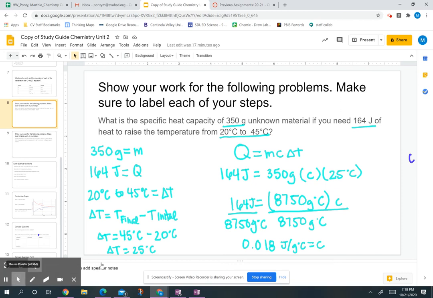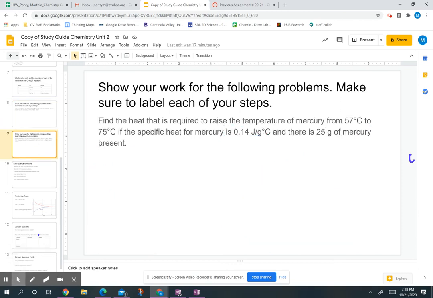Okay, so over into our last problem. In this problem, same deal. We are going to read this problem, and then we're going to figure out what we have on here. So it says, find the heat that is required to raise the temperature of mercury from 57 degrees Celsius to 75 degrees Celsius. The specific heat of mercury is 0.14. And there is 25 grams of mercury present.